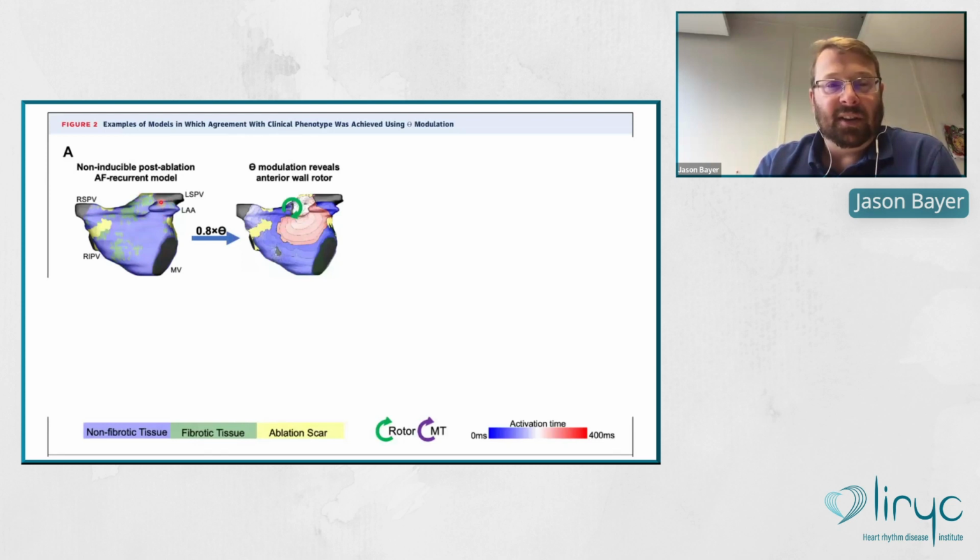So here's a case where they have non-inducible post-ablation, but the AF was recurrent. So they only got an arrhythmia, in this case a rotor, because it's not around anywhere that is non-conductive. They got the rotor only by reducing the conduction velocity. So if you had a model with default parameters, you wouldn't see anything. But if you would reduce the conduction velocity for this patient, then you would get a better match to what was happening in the patient after the ablation.